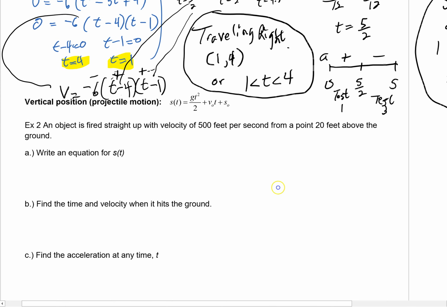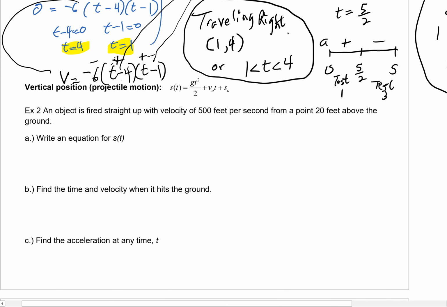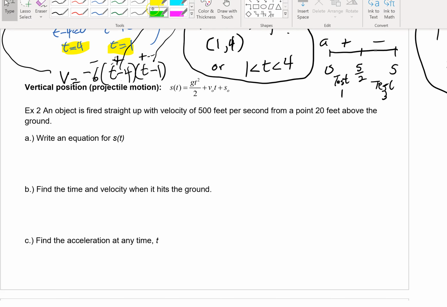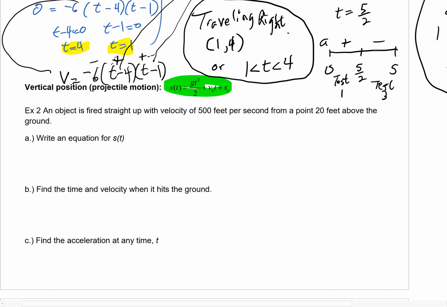Let's real quickly take a look at vertical position. Vertical position is very often given by this formula that you see right here. Let's just take a quick look at that. g, if we are in feet, is the gravitational constant, so Earth pulls an object down towards itself at negative 32 feet per second every second.